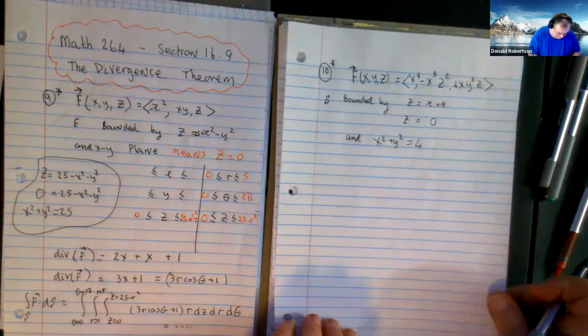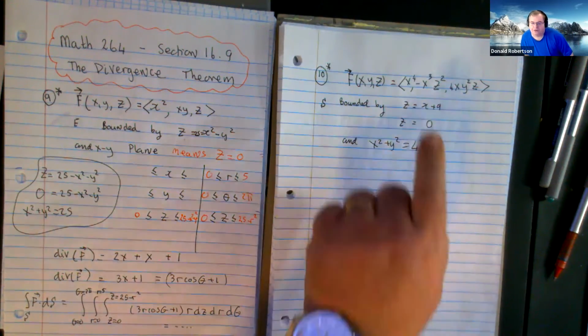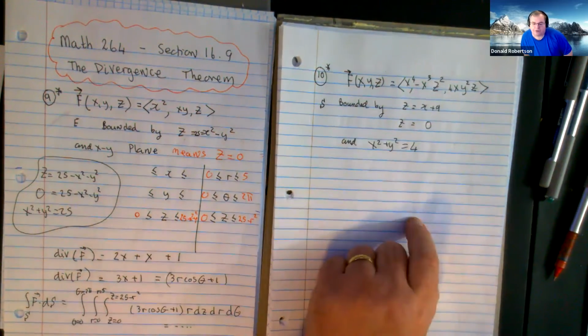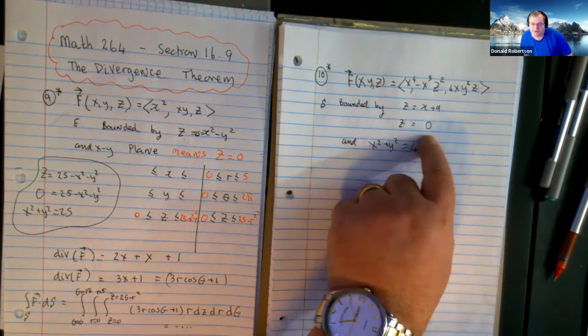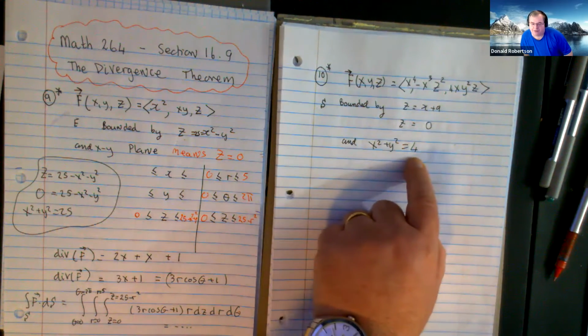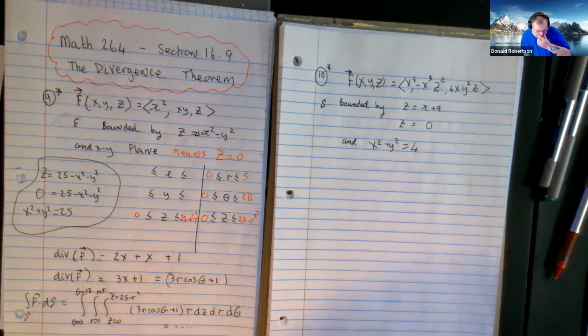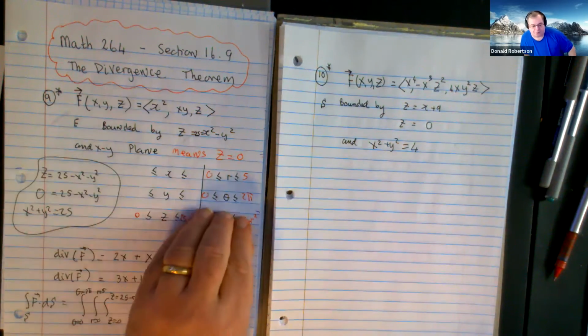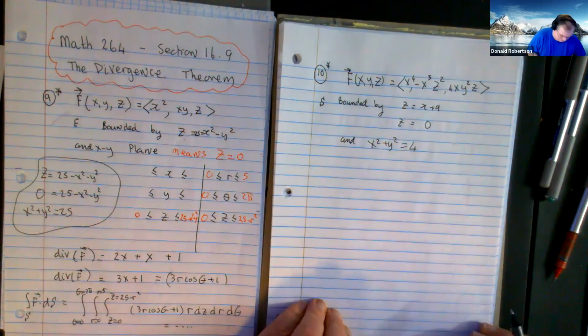So question 10, same question, find the flux. This is our vector field. S is bounded by x plus 9 and z equals 0, and this fella. And this is another example of, well, when you talk 3D, I should really be calling it cylindrical coordinates. So when I was saying polar earlier, I was really talking about that.